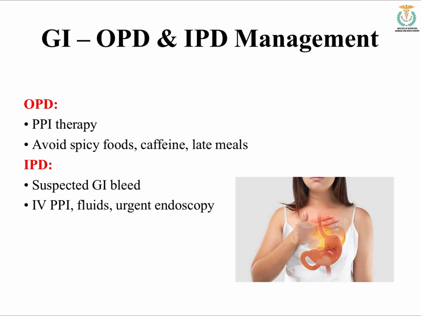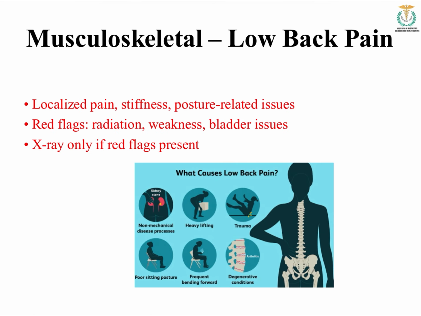When it comes to IPD management, for a suspected upper GI bleed, stabilize the patient: airway, breathing, circulation. Give IV fluids, blood transfusion if needed, IV PPI, and arrange urgent endoscopy. For severe infections or cholangitis, admit for IV antibiotics and possible intervention. So that is how you'll be doing the IPD management.